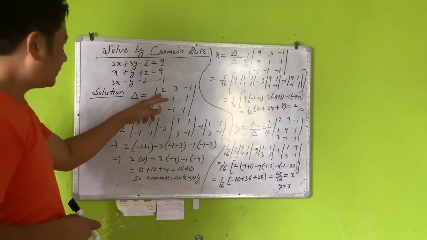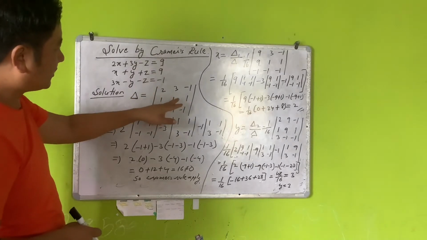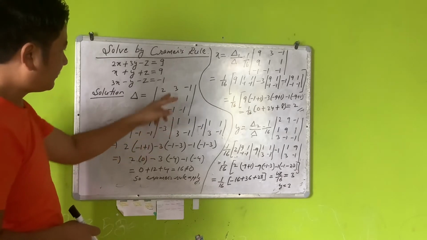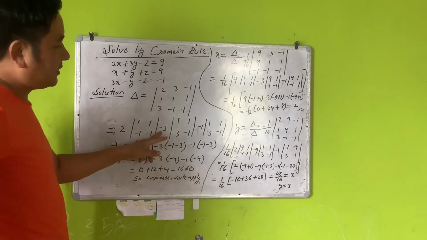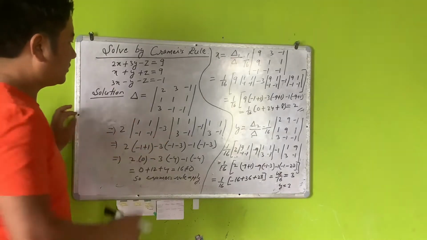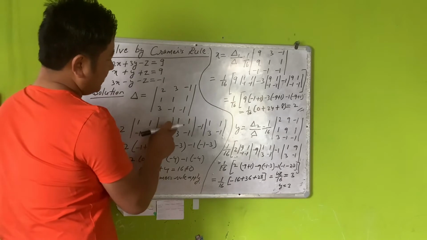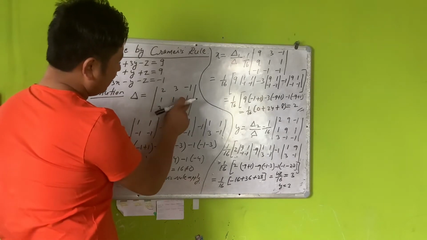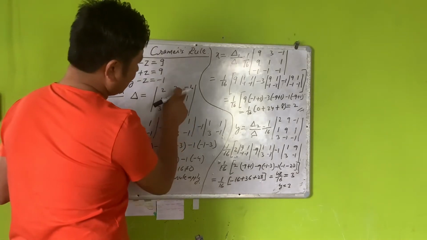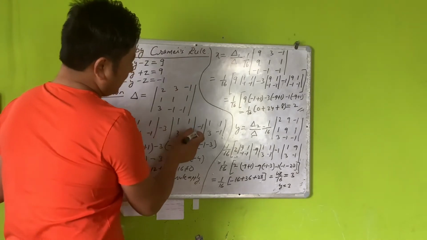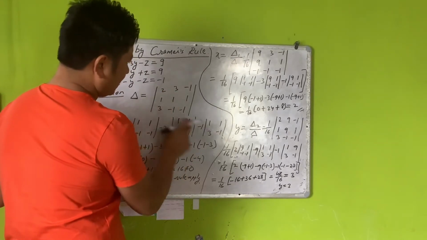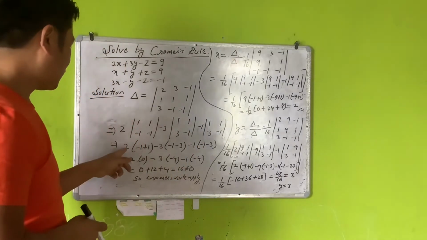So first is 2, times the minor of 1 1, -1. Likewise -3, this -3 is from your formula, times its minor, 1 1, 3 -1. Then here +1, but here we have -1, so we have to write -1, times 1 1, 3 -1. Now you have to solve this.